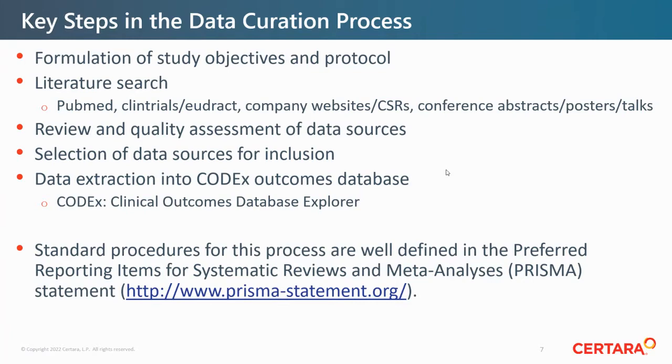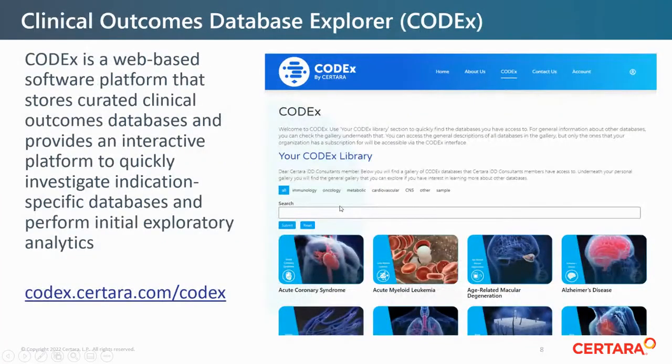And then finally, we extract that data into a curated database that you can access through a software that we offer called Codex, or the Clinical Outcomes Database Explorer. These procedures are really standardized, and you can learn more about them through the PRISMA information; the link is provided here to understand more details about this process. So the Clinical Outcomes Database Explorer, or Codex, is the software interface that we offer that allows people to interact with our 50 plus curated databases across various indications.